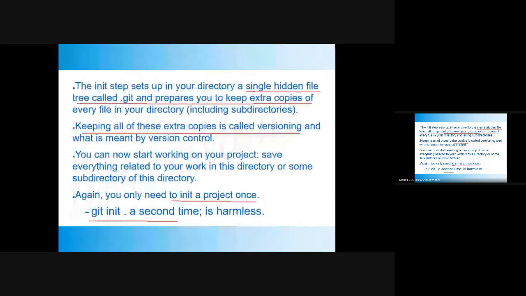The init step sets up in your directory a single hidden file tree called .git and prepares you to keep extra copies of files. Keeping all extra copies is called versioning. So once you start a project, you can issue a git init command. After that, there is no need to issue git init again. Issuing a git init command a second time is harmless.